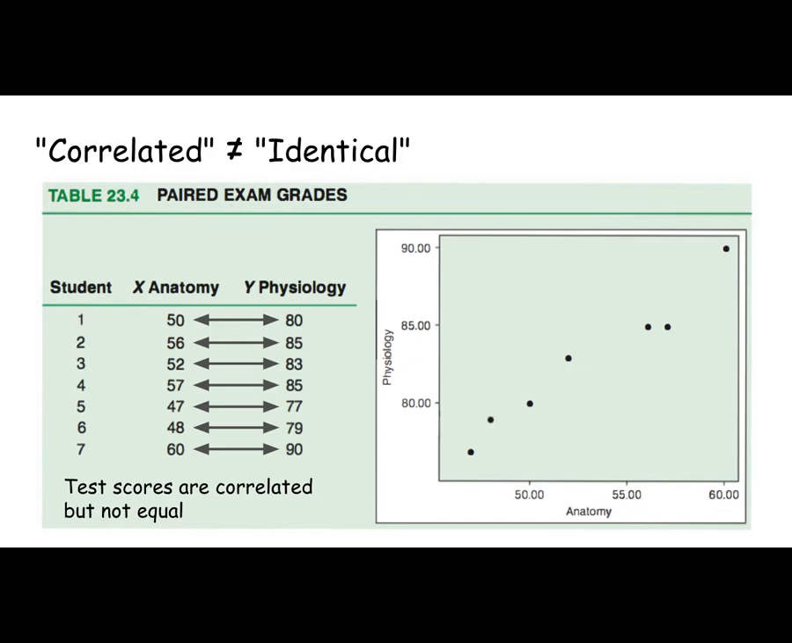If two measures or two variables are linearly related, they can have a high correlation even if they're not anywhere close to identical.